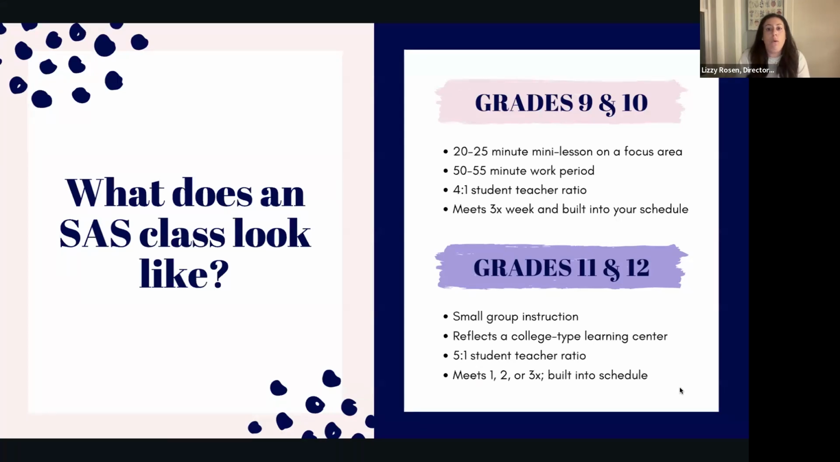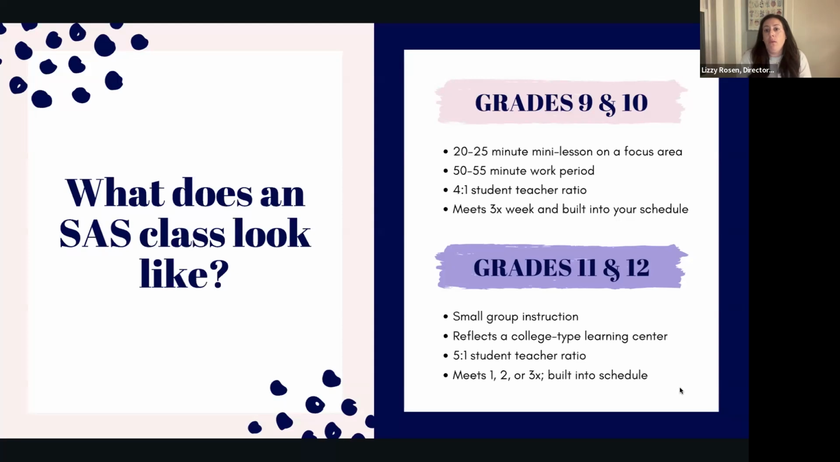So the first 20 to 25 minutes will be a mini lesson based on a focus area. And students will then transition into a work period where they can bring any assignments that they currently have, whether it's a daily homework assignment or a long-term assignment like a paper, project, some type of assessment. And the teacher will give the students during the work period some individual attention.